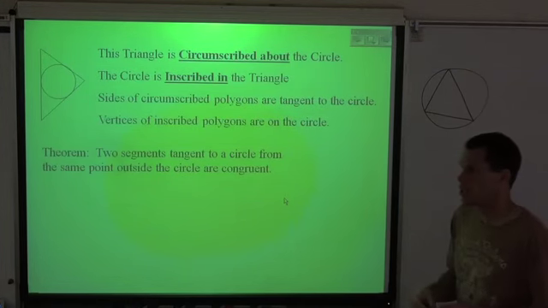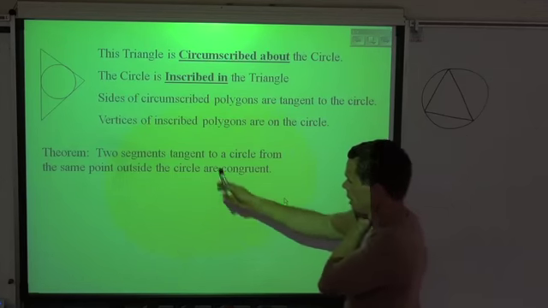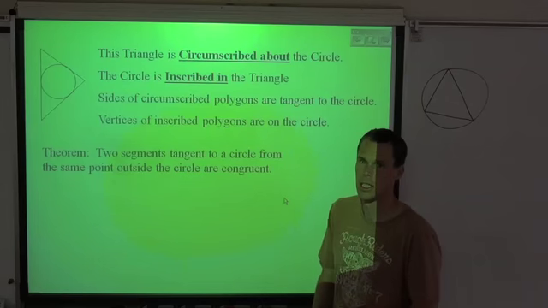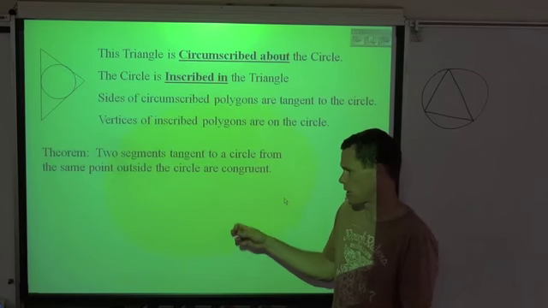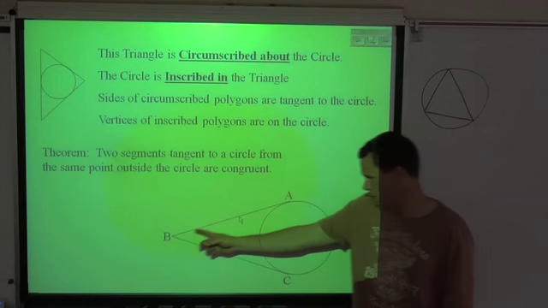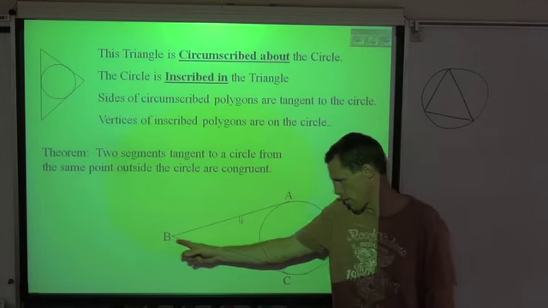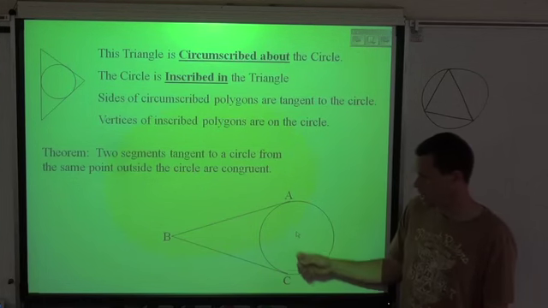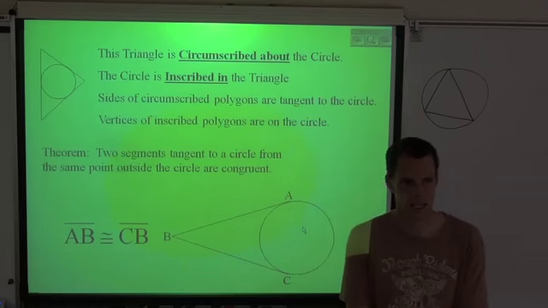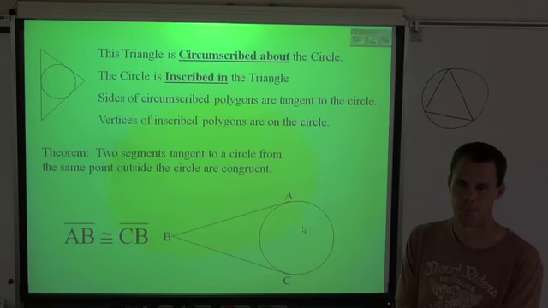Now, this leads to a second theorem about tangents, which is that if we draw two segments tangent to a circle from the same point outside the circle, then those segments are congruent. Here is point B. It's connected to a point of tangency A, and it's connected to another point of tangency C. And this theorem is letting us know that that means AB is exactly the same as CB.